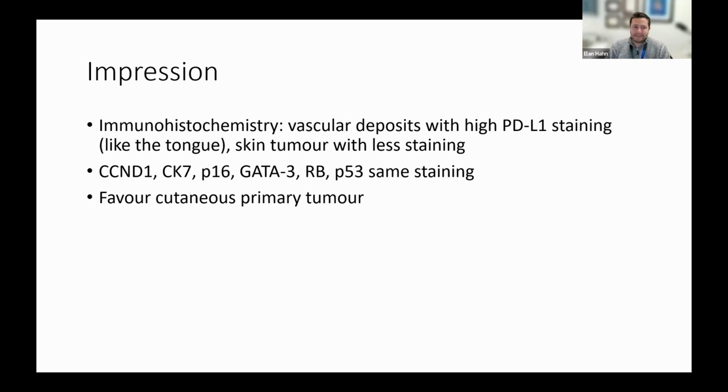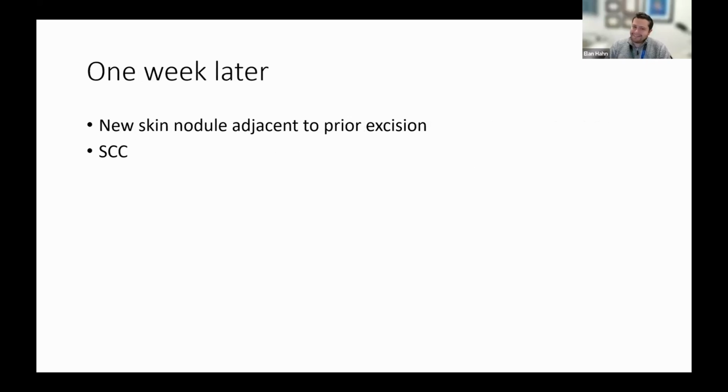Cyclin D1, CK7, P16, GATA3, RB, P53, all of these things that can be mutated in oral cancer and squamous cell carcinomas, they're sort of variably expressed. I was just hoping to find a difference between one of these components, but those all showed the same staining. So at the end, and showing it to a lot of colleagues as well, we favored this to be a cutaneous primary tumor. But a week later, a new skin nodule adjacent to the prior excision came up, and it was biopsied as squamous cell carcinoma.